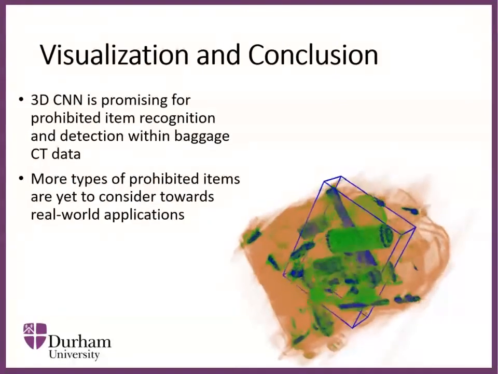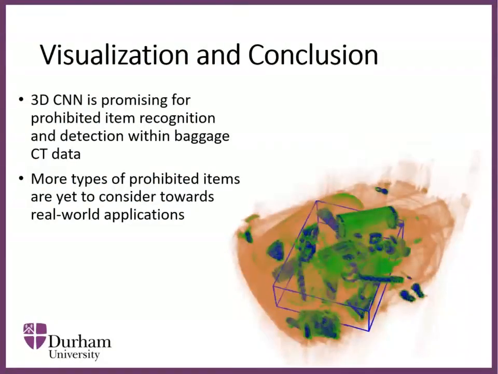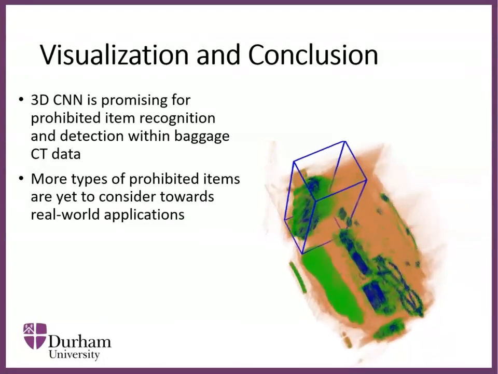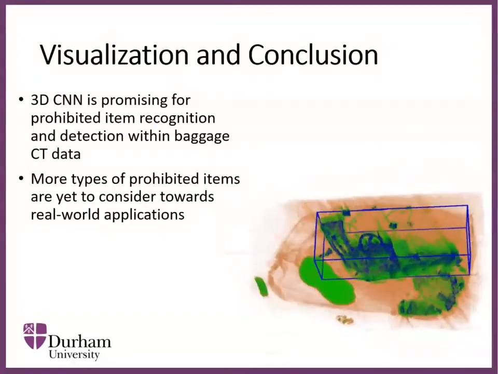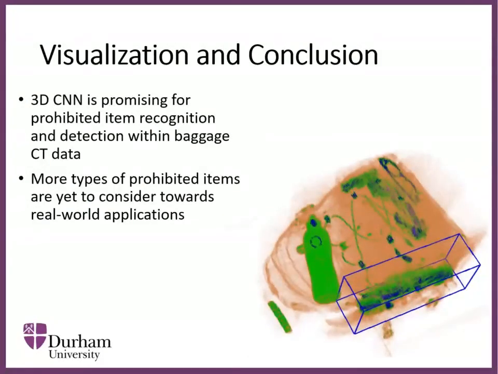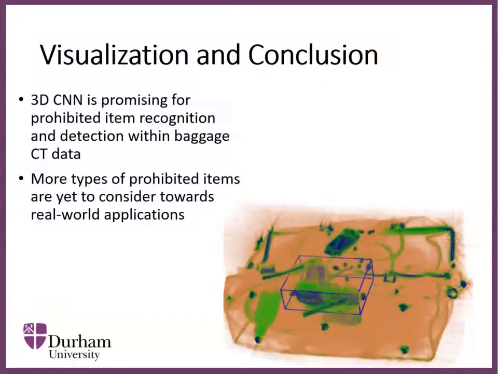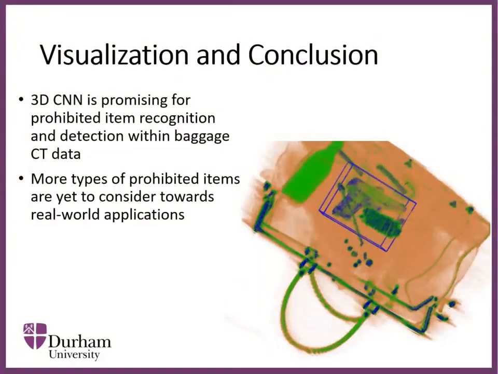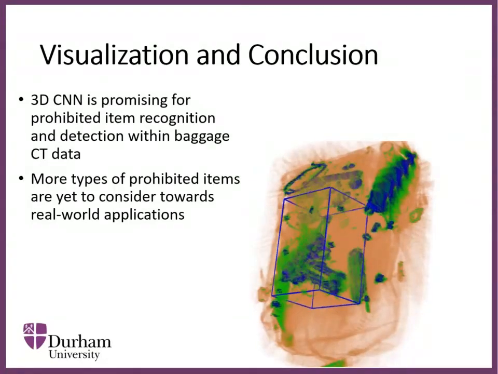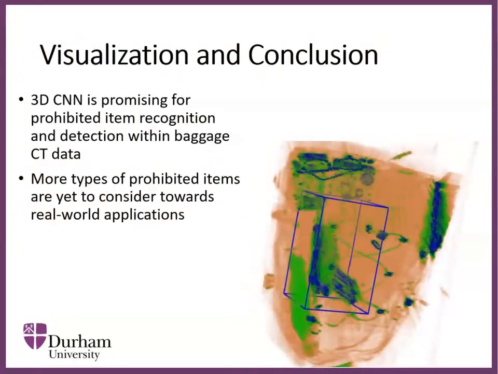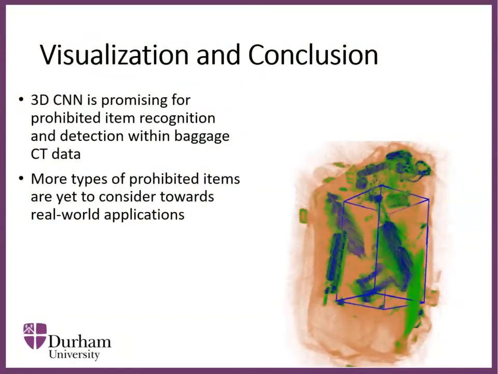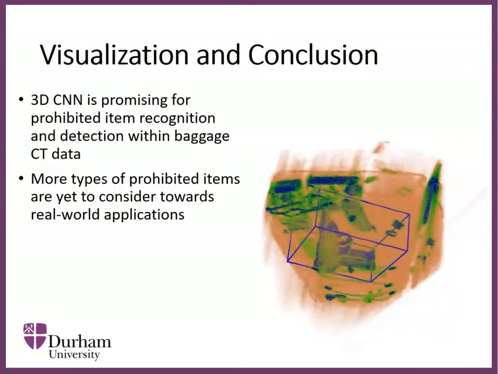To conclude, 3D CNN is promising for baggage screening within 3D CT images. In the future, we would like to consider more types of prohibited items and formulate it as a multi-class classification or detection problem.